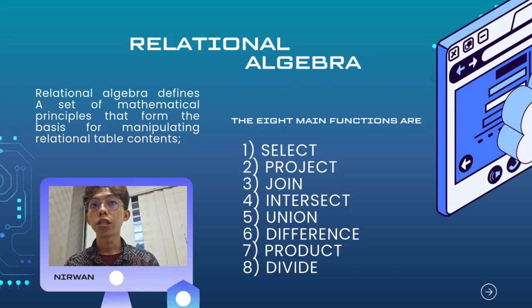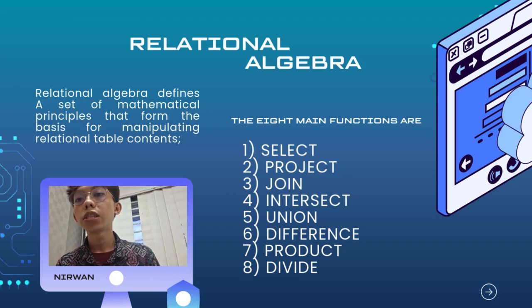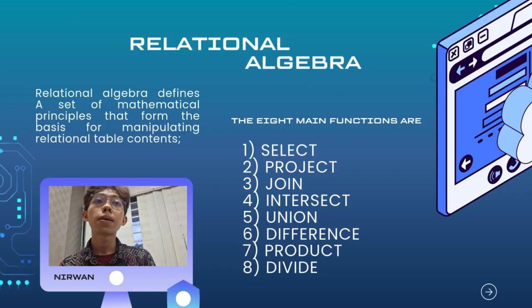So the data in relational tables is of limited value unless the data can be manipulated to generate useful information. In this section, I will describe the basic data manipulation capabilities of the relational model. So relational algebra is defined as a set of mathematical principles that form the basis for manipulating relational table contents. There are 8 main functions: select, project, join, intersect, union, difference, product, and divide.